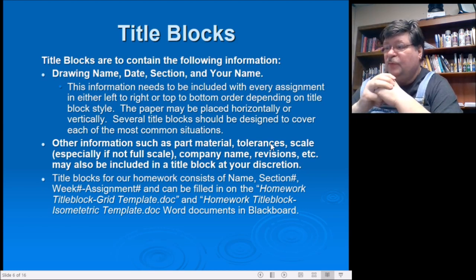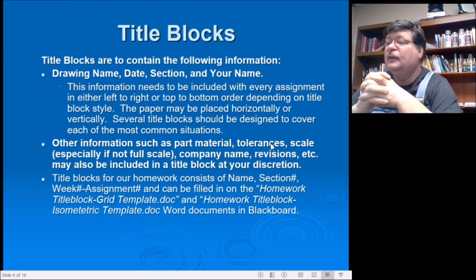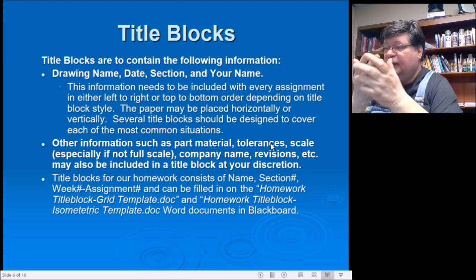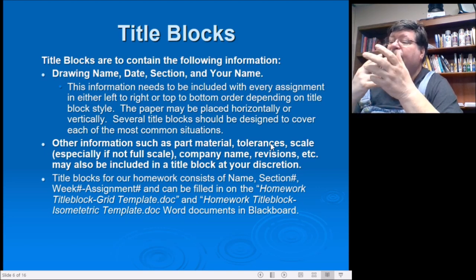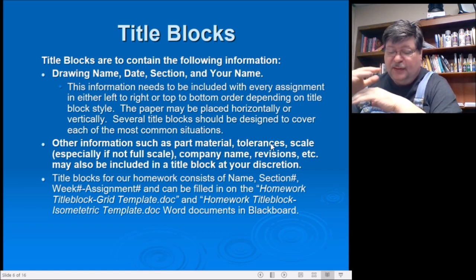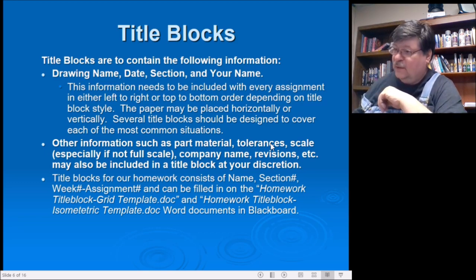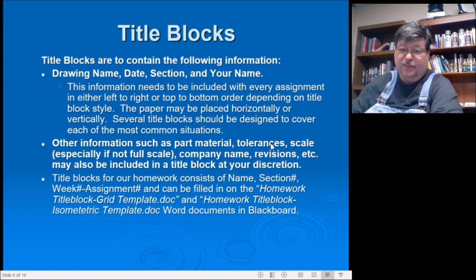For us, it's going to be the date, section number, and your name. For a working drawing for whatever company you might work for, whatever they want you to put in the title block, that's what you do. It can specify part material, tolerances, scale, company name, revisions, and anything else that the company wants to store, like the AutoCAD file name, maybe the location of it, catalog numbers, whatever a company wants to store, they put that near or in the title block. Our title blocks are very, very simple. We just put them at the top of the first page of the homework that you're handing in.